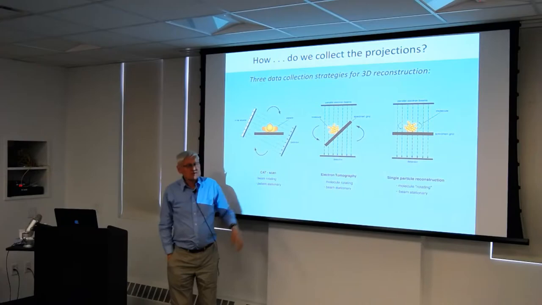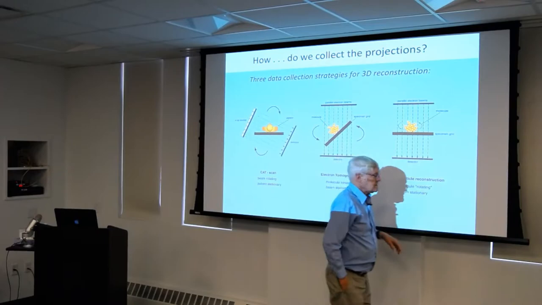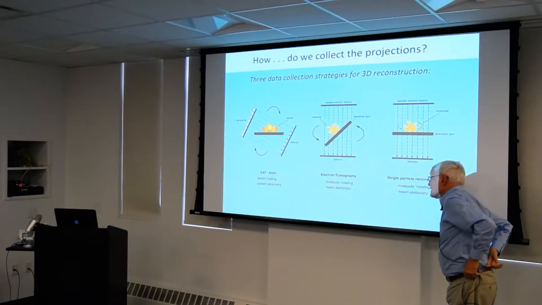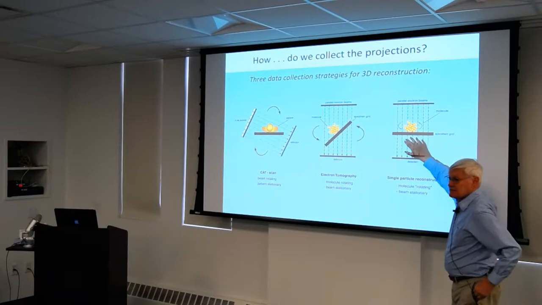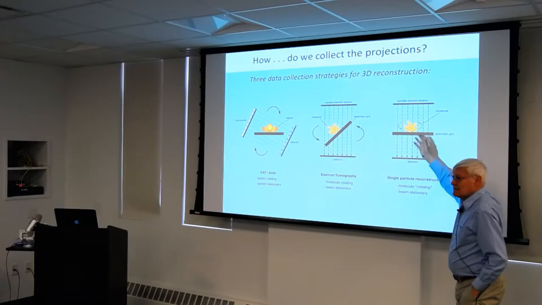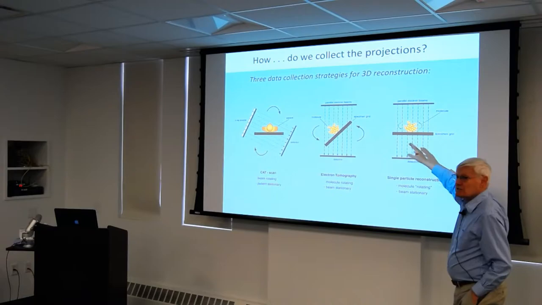And the whole idea about single particle reconstruction is to make use of the fact that molecules exist in thousands and millions, trillions of copies that are virtually identical in structure. So that an active tilting through so many angles is not necessary. The molecules tilt themselves. They're simply randomly oriented.